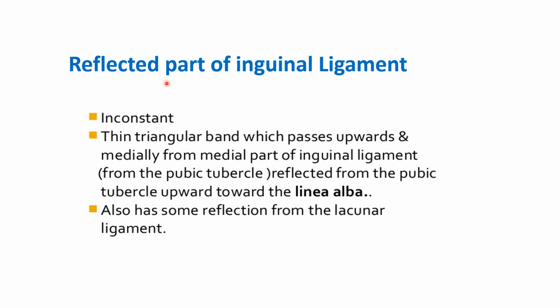So the reflected part is the last extension of the inguinal ligament. It is inconstant, and it is a thin triangular shaped band. The fibers arise from the medial end of the inguinal ligament, that is from the pubic tubercle, and they go upward and medially towards the linea alba, where they interlace with the fibers from the opposite side.